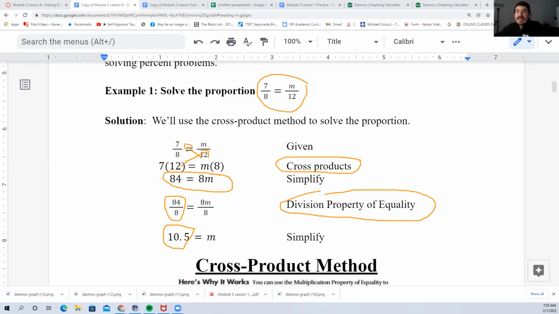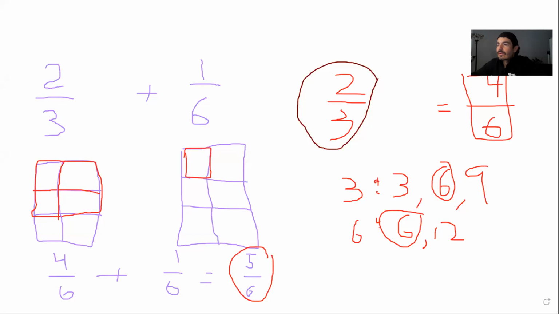All right, so let's look at 7 over 8 equals m over 12 on our digital board, because I think we have a little bit more to learn from it than what it's offering. They're going to break it down for you, but let me break it down for you first. Sorry, I'm still kind of waking up this morning.